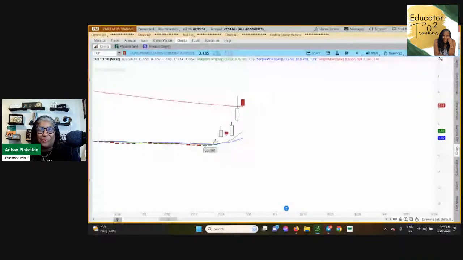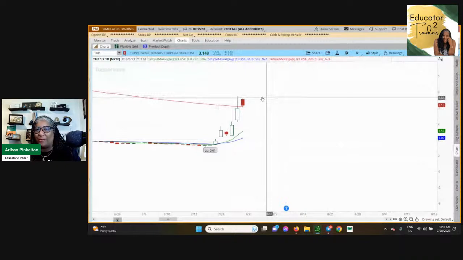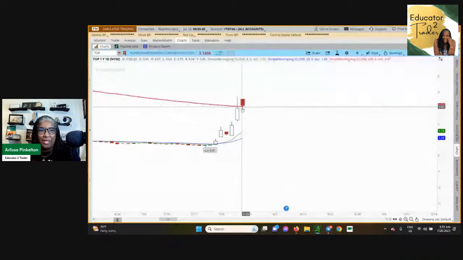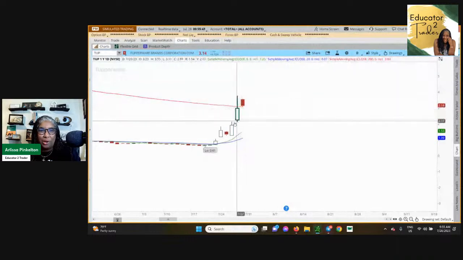This is what Tupperware is looking like as far as the daily chart. If we're looking for some support, I probably would say right in the 297, because this is where there's a gap. This is our daily chart. You got a couple gaps below here. Let's switch over to the trade window.